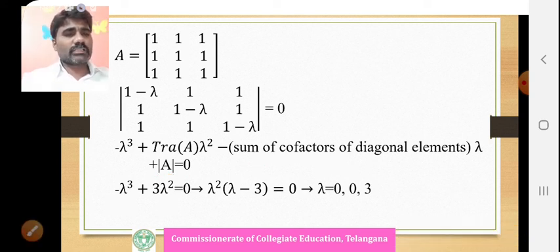We already discussed this problem in the previous class. Whenever A consists of all elements the same, then the eigenvalues are 0, 0, and one more eigenvalue is the trace of A. Trace of A is here 3, that's why the other eigenvalue is 3. Whenever it is a 4 by 4 matrix, the eigenvalues are 0, 0, 0, and the trace of A. Like that we can calculate the eigenvalues.